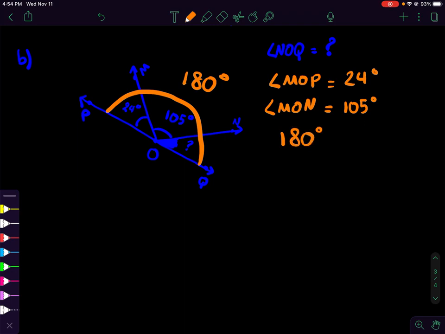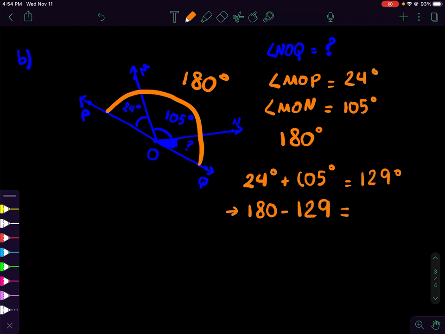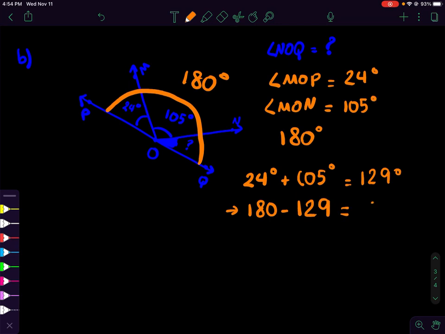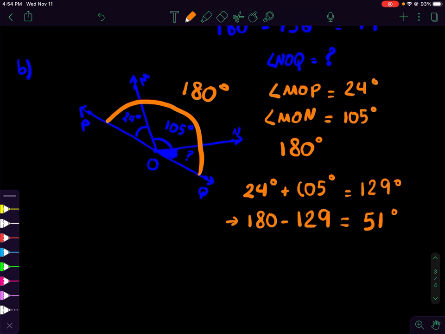Then again, we say 24 degrees plus 105 degrees equals 129 degrees. Then we say 180, which is the total of all the angles, minus 129. That's 51. So the angle NOQ is 51 degrees. Okay?